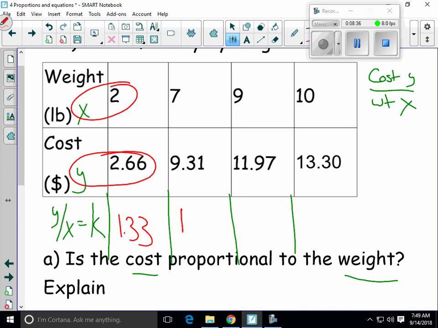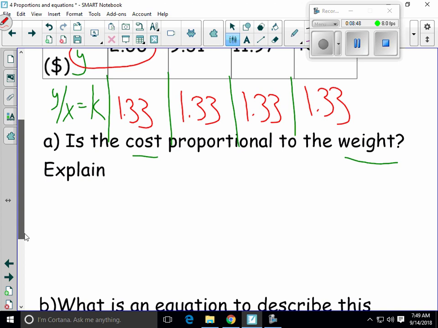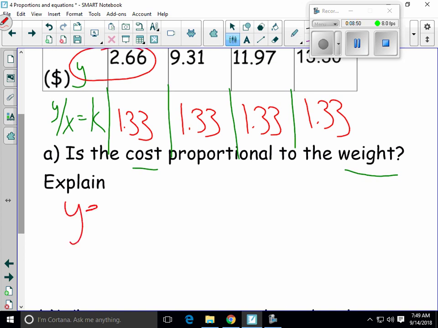9.31 divided by 7 is 1.33. 11.97 divided by 9, and 13.30 divided by 10. They all work out. So yes, it's a proportion. Our constant is 1.33. We can say when we divided the y's by the x, we always got 1.33.